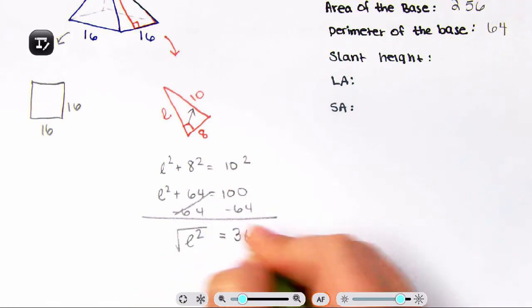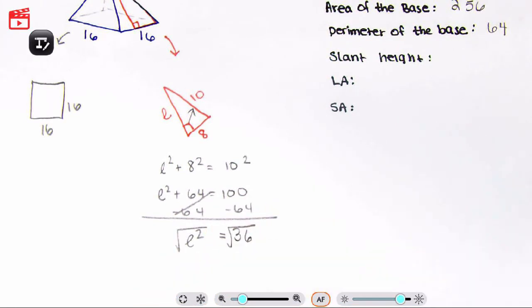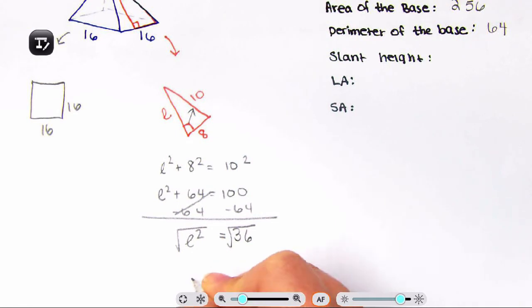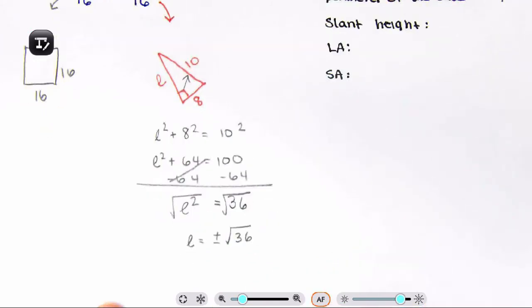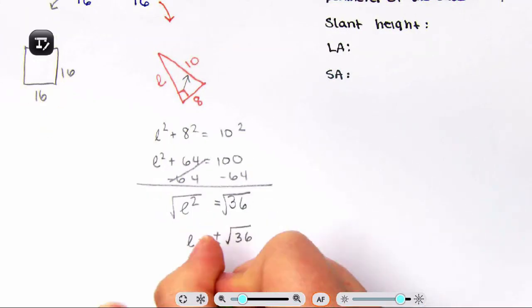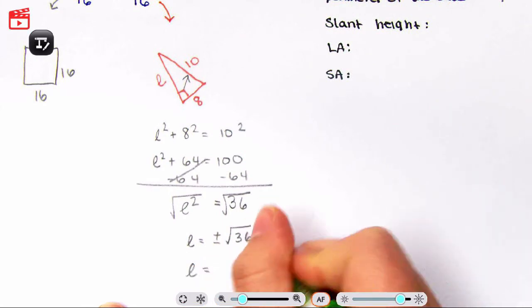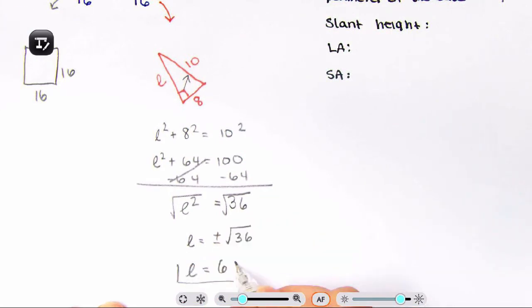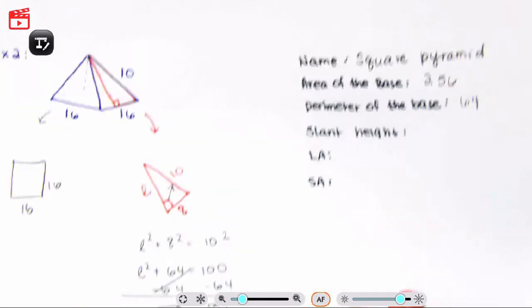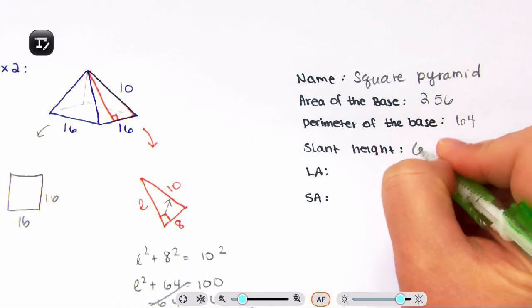Remember, if you are taking the square root for an equation like this and solving for a variable, your answer is always going to be plus or minus. However, we are talking about a unit of measure, and units of measure cannot be negative. So I'm going to take my square root, but only take the positive of that. So I know that my slant height is 6.